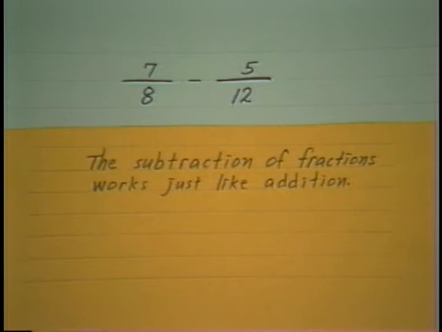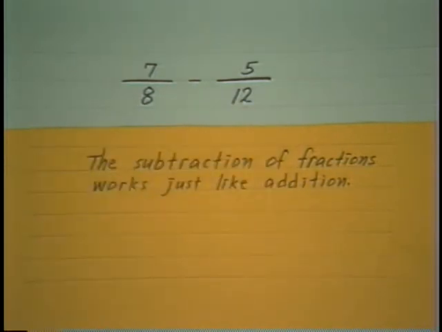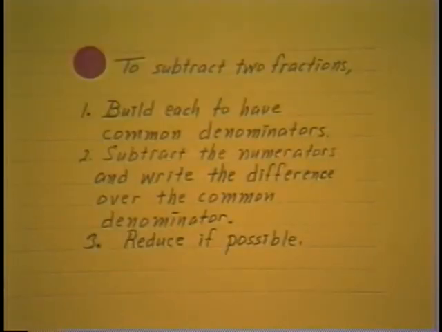This short lesson concerns ourselves with the subtraction of two fractions, which is essentially the same as addition. That is, to subtract two fractions, you build each to have common denominators, subtract the numerators, and write that difference over the common denominator. Then, reduce if possible.